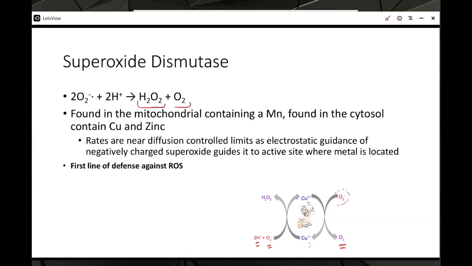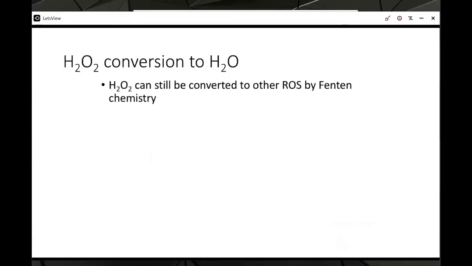And then we have everything we need in terms of electrons for bonds to form between molecular oxygen and the hydrogens so that peroxide can be formed. So these then become the two products of superoxide dismutase. And this is the first line of defense against reactive oxygen species.